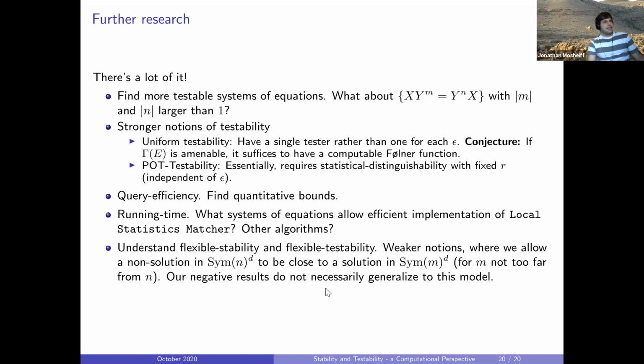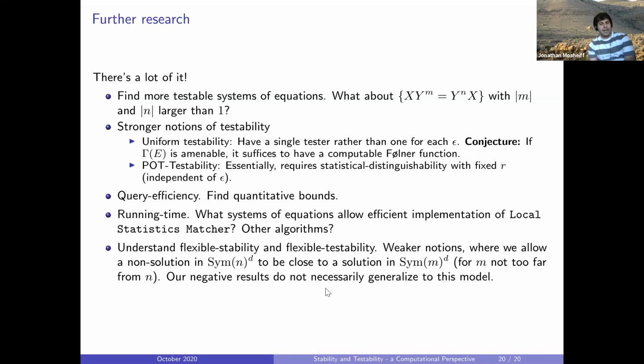So, for example, the equations xy^m = y^n x for m and n larger than 1. These are the Baumslag-Solitar equations. These are not stable. And we really have no idea right now how to approach the question of stability or lack thereof. So this is just an example of pretty simple equations that one can look into.